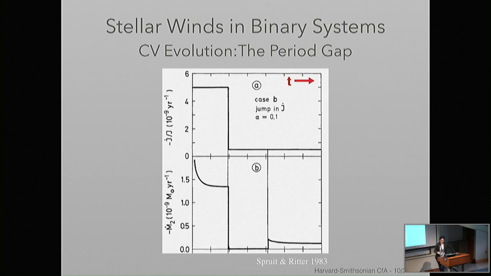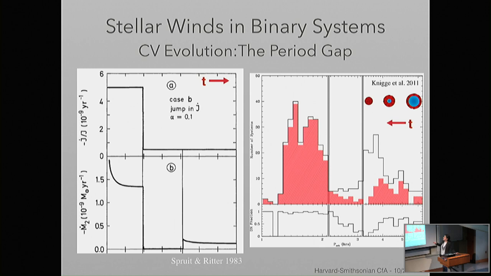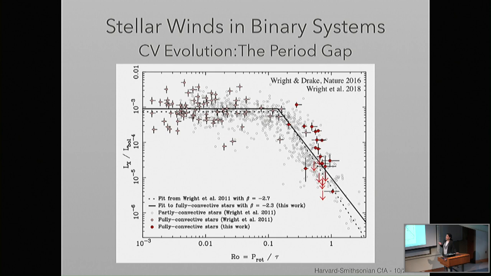If that happened near this limit, that would actually explain the gap, because the way we observe these systems is through their accretion. So if they stop accreting because they stop losing angular momentum in this way, then we wouldn't see them. So that made sense until Nick Wright and Jeremy Drake followed up with another paper, by the same authors plus some others, that showed this is probably not the case.